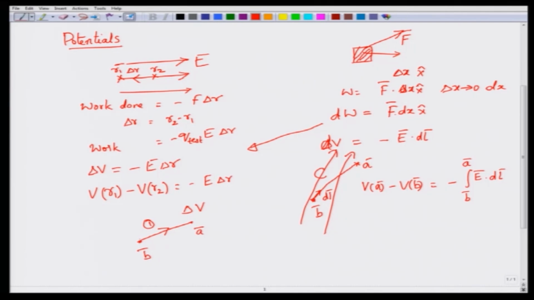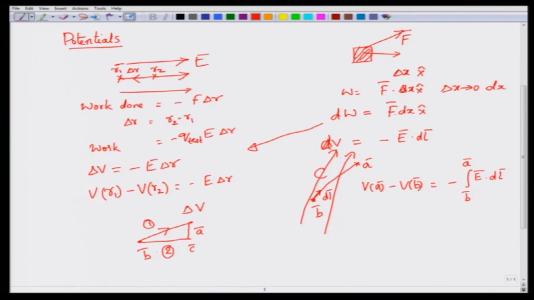Suppose you do not go straight from B to A, let us say you go from B to some other point C, and from C you head to point A. Of course, you are still going to the same final point, but you are now taking a different path. So, let us call this path 2.